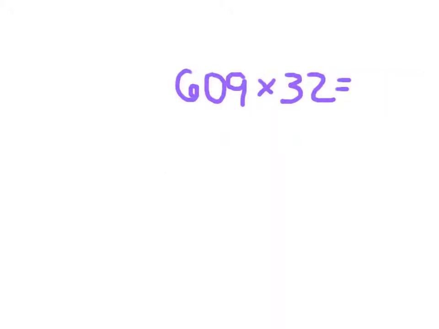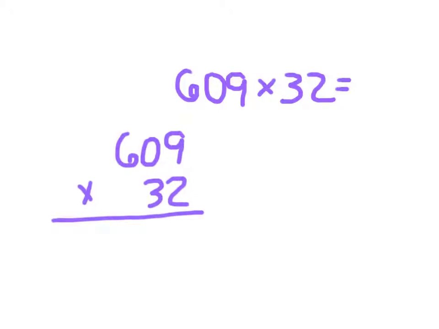In this instance, I have 609 times 32. I'll rewrite that vertically. And then I'm going to start with the ones place here. 2. And 2 times 609. So I will go step by step there. 2 times 9 is 18. 8, regroup a 1. And again, it goes right to that next place. 2 times 0 is 0, plus 1 is 1. And 2 times 6 is 12.